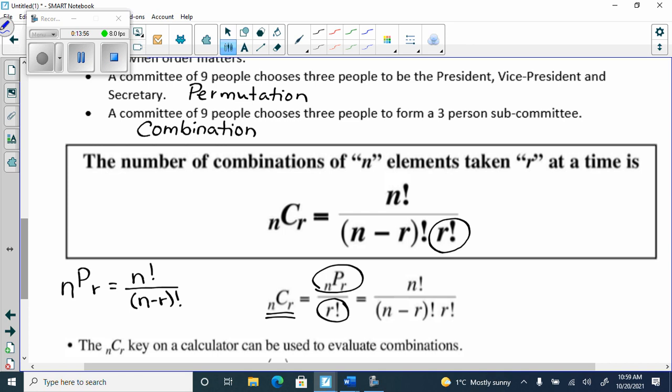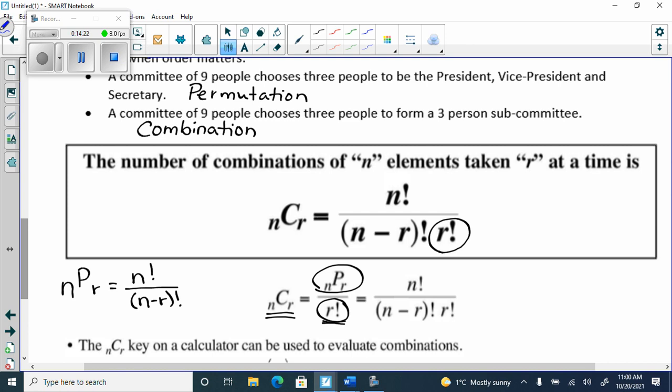If I did it where I picked the actual president, vice president, secretary, I'd do 9P3, which would give me more cases because I would be ordering them, correct? But if I take that answer and I divide it by the factorial of all the different cases, I would be left with no cases. Like all the different cases where order matters would be gone. So this r factorial just gets rid of those repetitions. It gets rid of the actual cases where they look different because they don't look different.